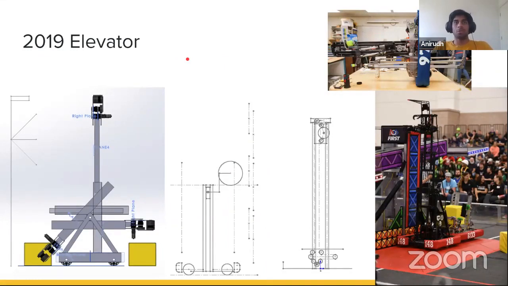So when deciding how to move forward with this mechanism, we decided not to make a physical prototype as it was unnecessary due to an elevator being a proven concept. In the early stages of the season, we had 3 ideas for elevators. At the bottom left, you can see one idea was a differential elevator.